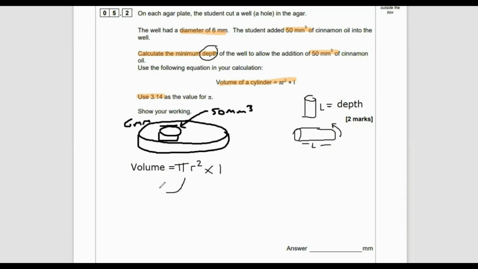So we want to rearrange this. I want to take the pi r squared and stick it underneath the volume, and I do that by dividing both sides by pi r squared. That's going to leave me with volume over pi r squared is equal to the length.